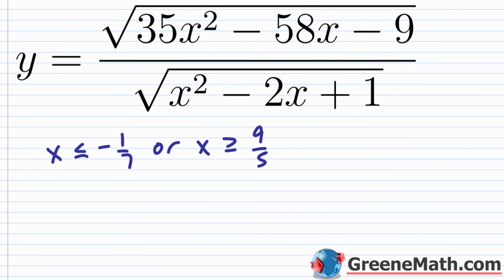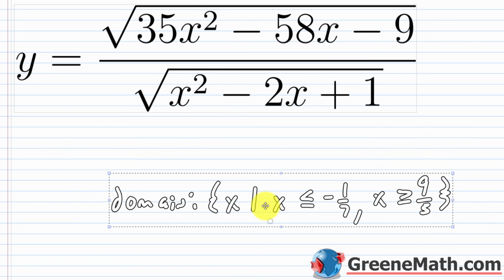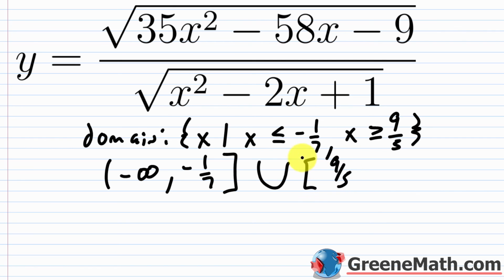Let me slide down here and we'll write our domain. So the domain is the set of all x such that x is going to be less than or equal to negative 1/7, or you could also have x as greater than or equal to 9/5. Okay, let me close that down. And we'll bring this up here. And basically at this point, you could write it in interval notation. So coming from negative infinity, going up to and including negative 1/7, so I want a bracket there. And the union with, you're going to include 9/5, so I put a bracket there. And then going out to positive infinity.